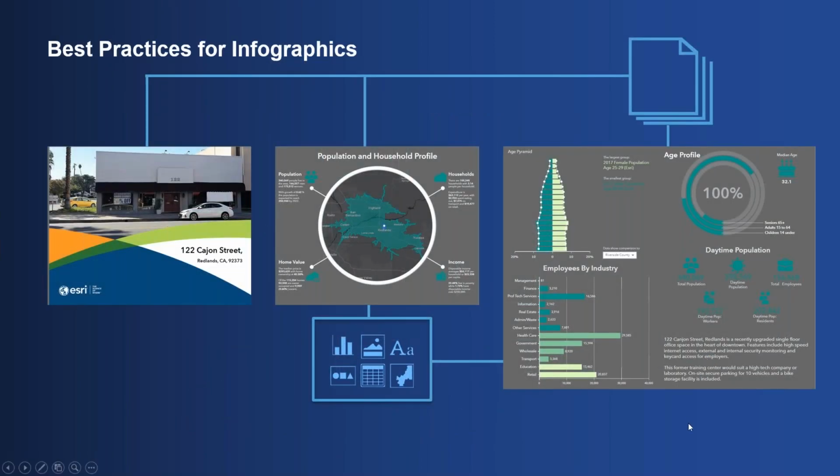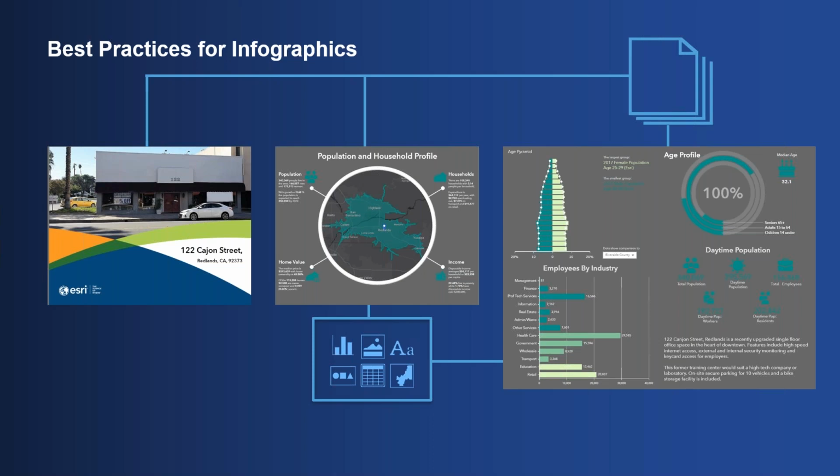So this is an example of a demographic report that was generated for 122 Cajon Street in Redlands, California, and the surrounding area. The first page we're going to notice has population and household profile information. So it's including a map, some icons, some statistics. And then the second page is going to be an age pyramid, age profile, employment information, that sort of thing. So different elements make up the pages, which then make up the reports.